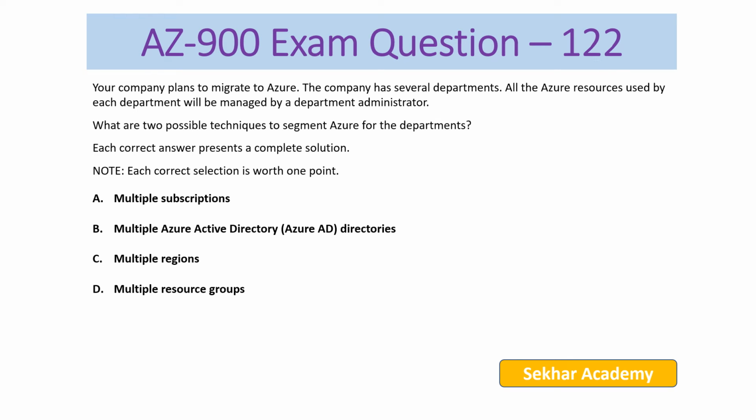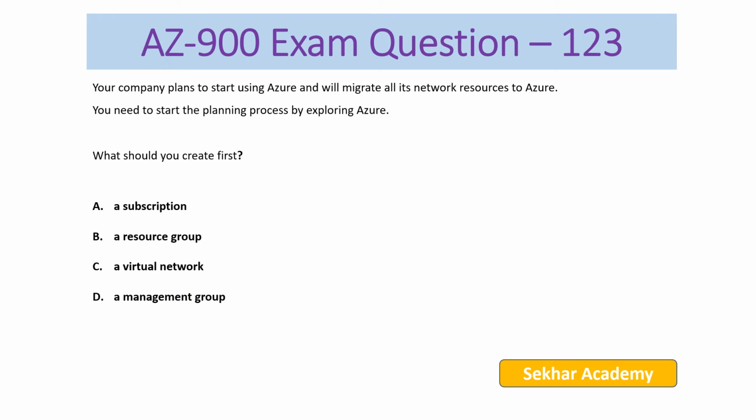The options we have: A. multiple subscriptions, B. multiple Azure Active Directory directories, C. multiple regions, and D. multiple resource groups. So the right answers are A, multiple subscriptions, and D, multiple resource groups.